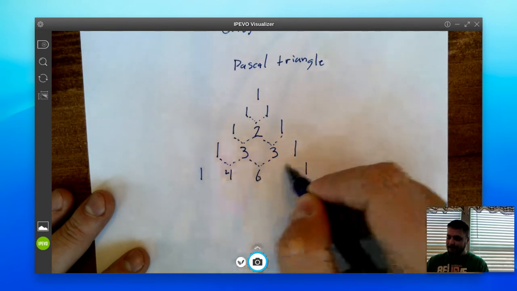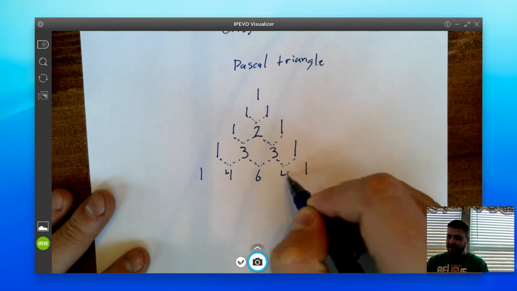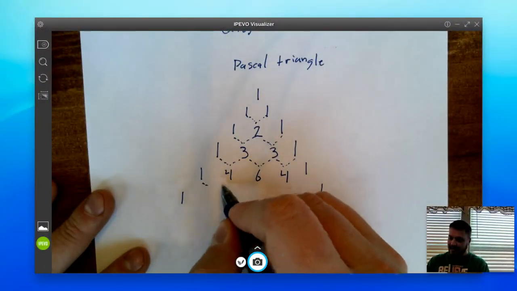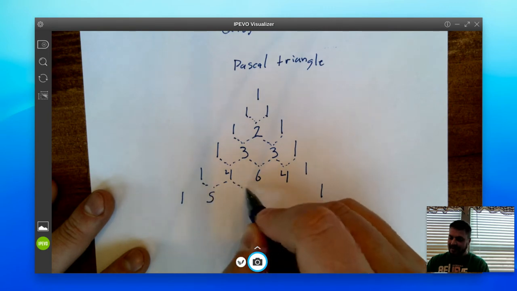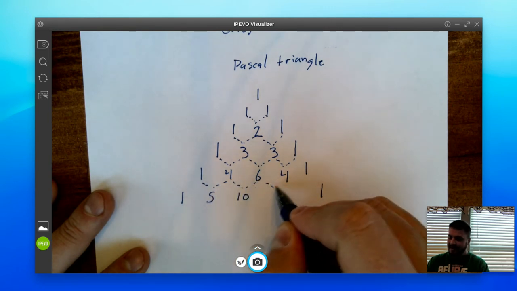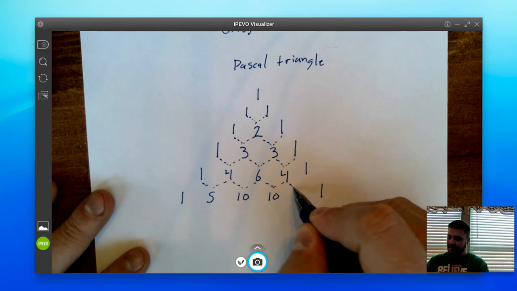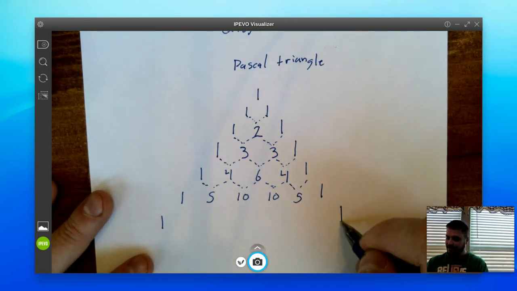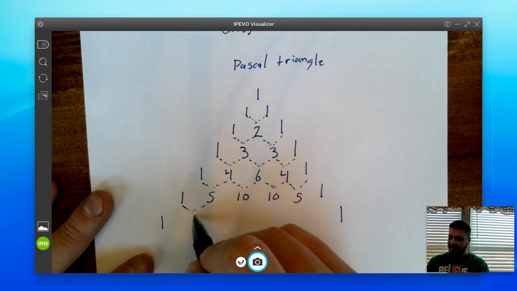Ones on the outsides, add, add, add. Ones on the outsides, add, add, add, add. I'm going to do one more row. I think you are starting to hopefully catch on. Ones on the outsides, add.